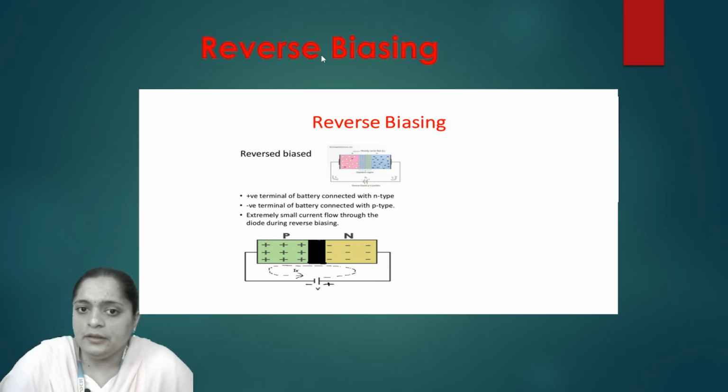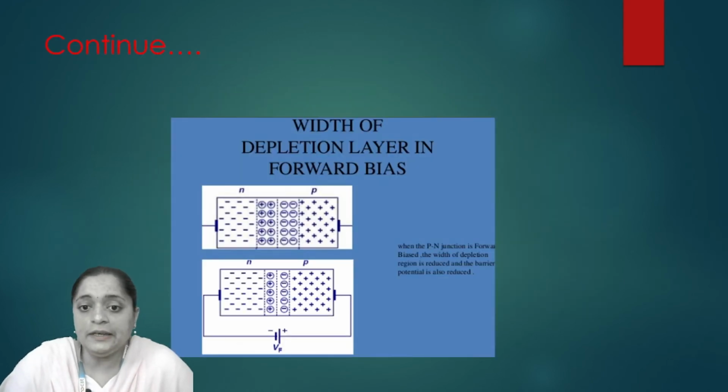Zener and avalanche breakdown occur in this type of reverse biasing. Here we will see in detail. Already we have discussed that the width of the depletion region is small in forward bias and large in reverse bias. But how it actually takes place, we will see here.